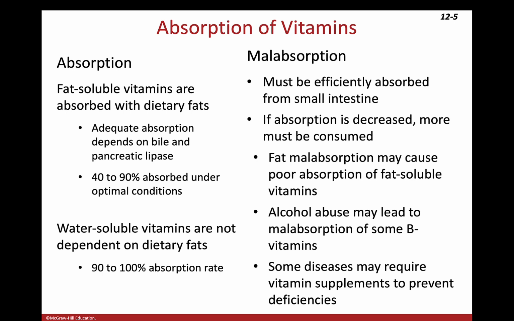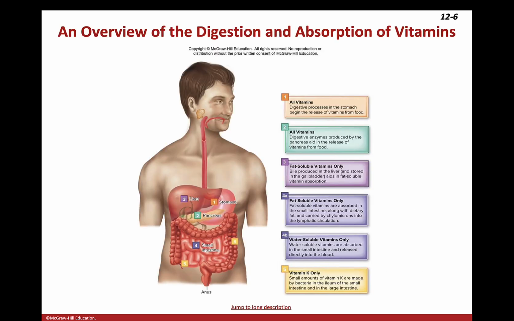Fat malabsorption may cause poor absorption of fat-soluble vitamins. The abuse of alcohol may actually lead to the malabsorption of some B vitamins. Some diseases actually require vitamin supplements to prevent deficiencies from occurring. This is an overview of the digestion and absorption of vitamins.